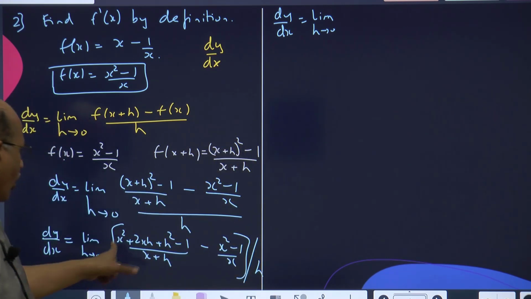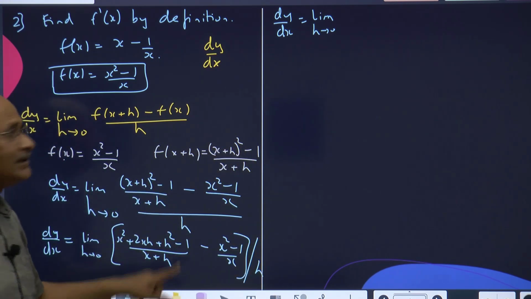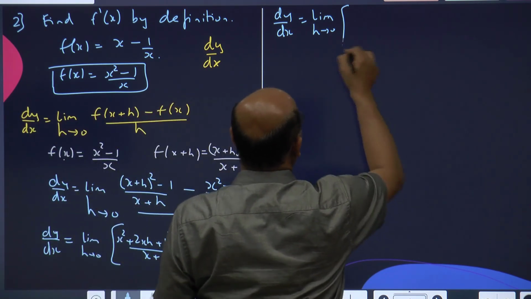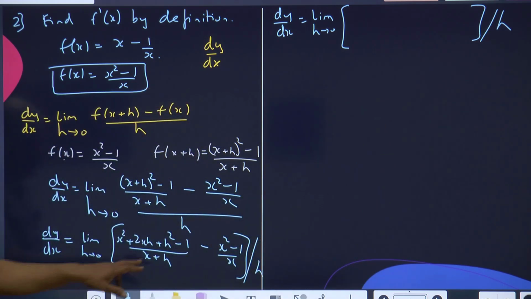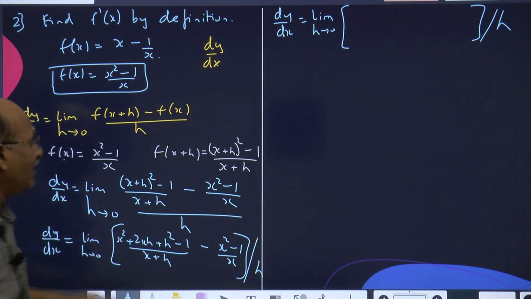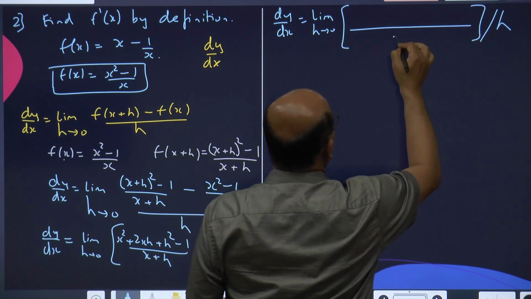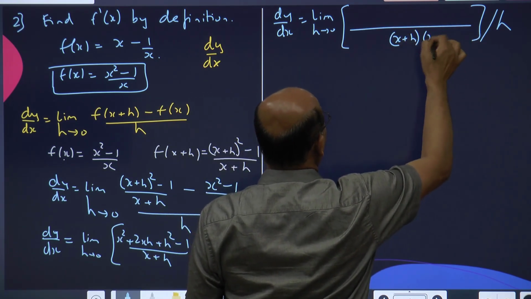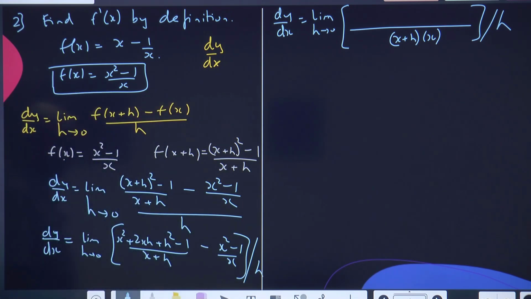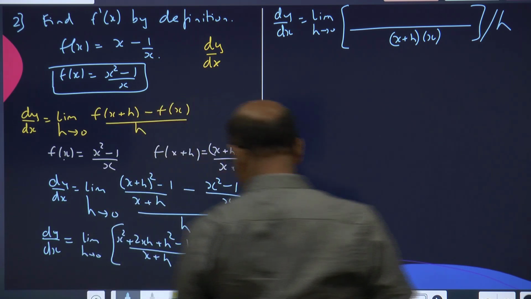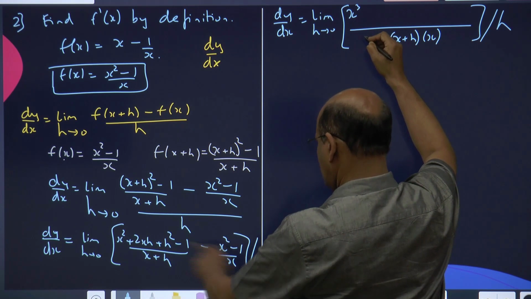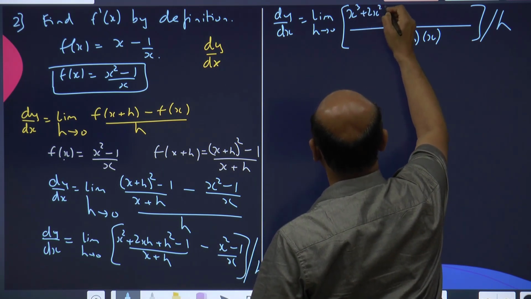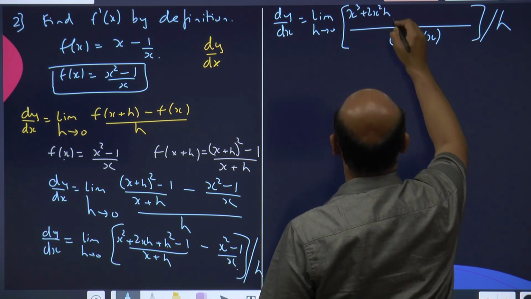Okay, so let me solve the numerator by finding the LCM. So limit of, this is upon h as h approaches 0. Now if you see the denominator here, what is the LCM? x plus h into x, right? And then cross multiply x into x square. I am just doing the LCM now. x into x square is x cube, then 2x square h, h square into x is plus h square x.